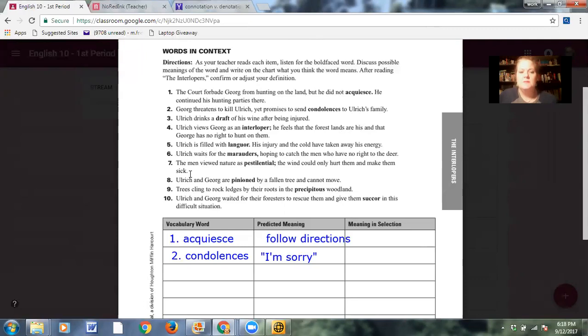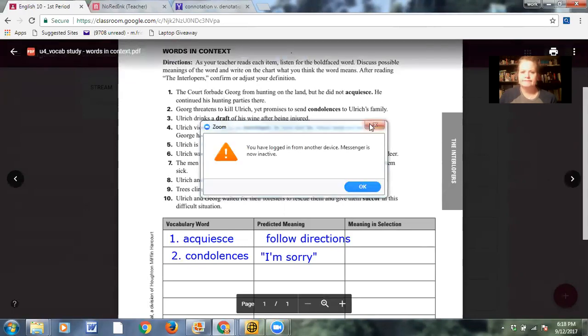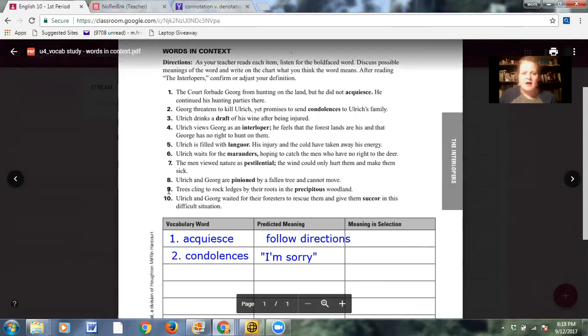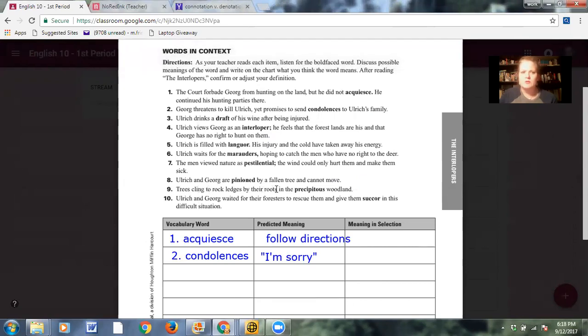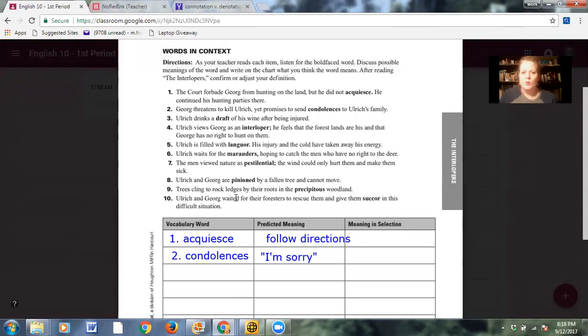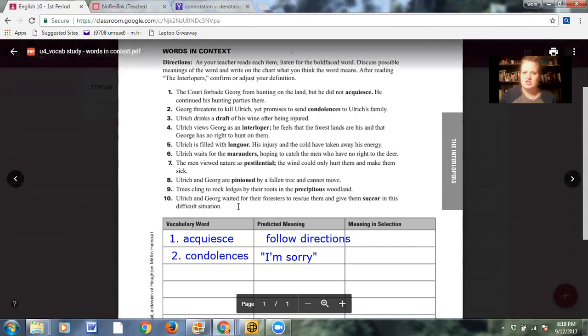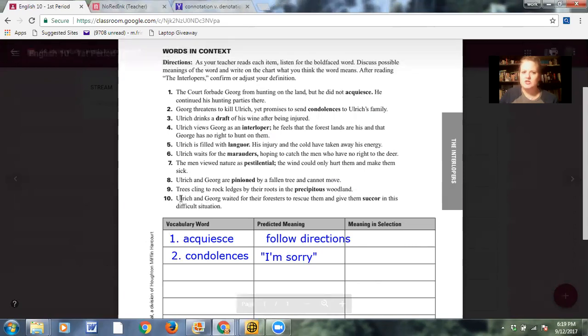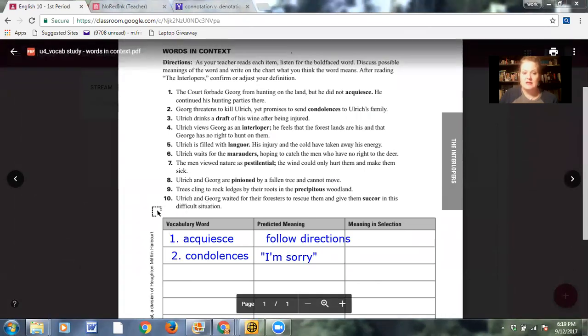Number 7, the men viewed nature as pestilential. The wind could only hurt them and make them sick. Number 8, Ulrich and Georg are pinioned by a fallen tree and cannot move. Number 9, trees cling to rock ledges by their roots in the precipitous woodland. And number 10, Ulrich and Georg waited for their foresters to rescue them and give them succor in this difficult situation.